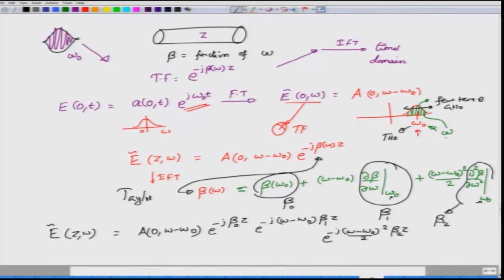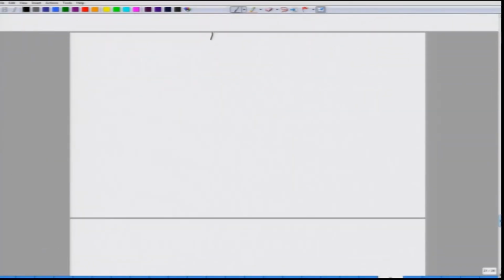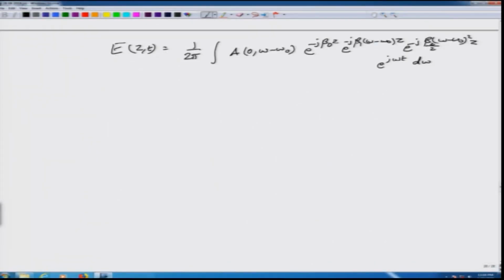Now, what I need to do is go to this spectrum and write down E of z, t, which would be the inverse Fourier transform of it. So, we have the electric field at the output given by this expression. I hope you can see all the expressions here. You have the initial pulse spectrum, and then e power minus j beta of omega z, which has 3 terms: the carrier, the first term beta 1, then beta 2, and then you have e power j omega t d omega.